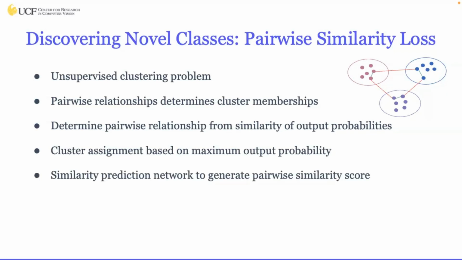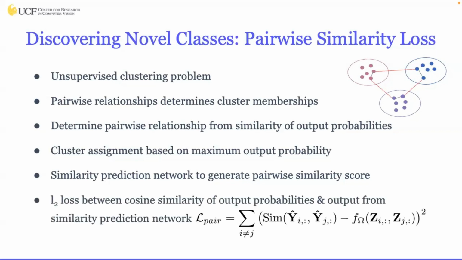However, training the network to solve this task is difficult because we don't have any ground truth labels. To solve that issue, we introduce a similarity prediction network to generate these pairwise similarity scores. Once we have those scores, we can use them as ground truth to train the actual network to perform this task. And for our pairwise similarity loss, we compute the L2 loss between the cosine similarity of output probabilities and the output from the similarity prediction network.